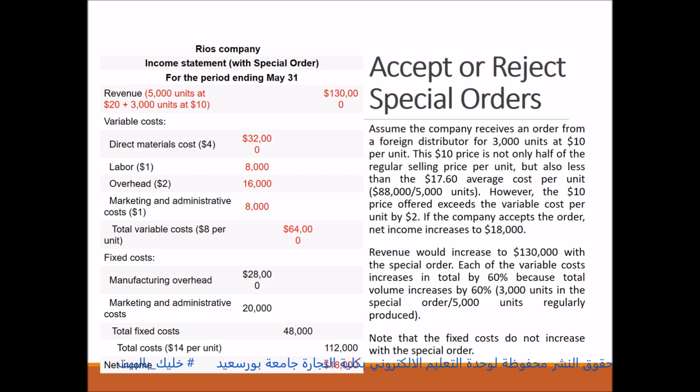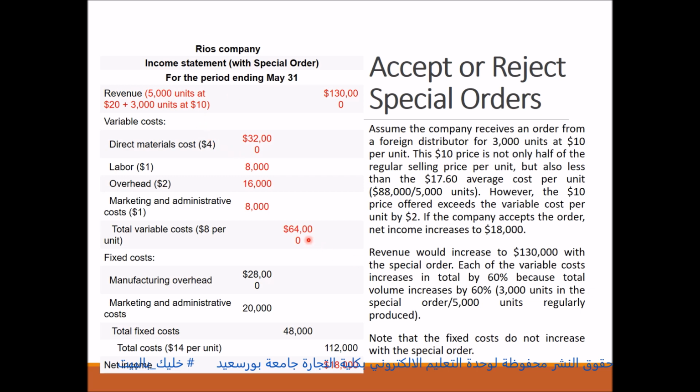The contribution margin per unit for the special order is $2 per product unit. If the company accepts the order, net income increases to $18,000. Specifically, if the company accepts the order, revenues will increase to $130,000. Net revenues will increase by $30,000, in effect 3,000 units multiplied by the $10 selling price per unit.